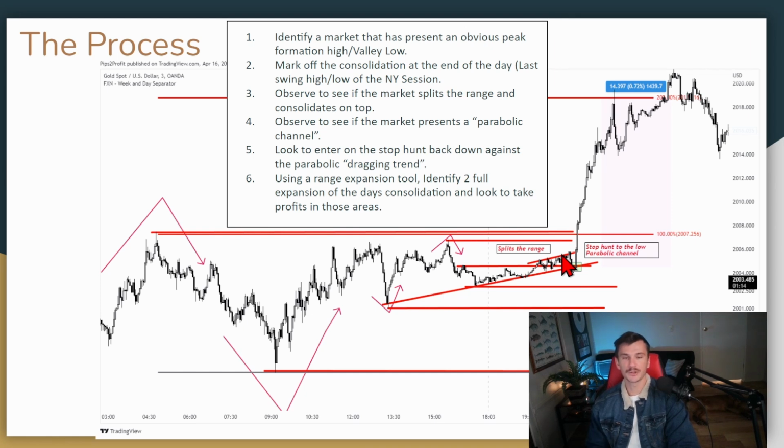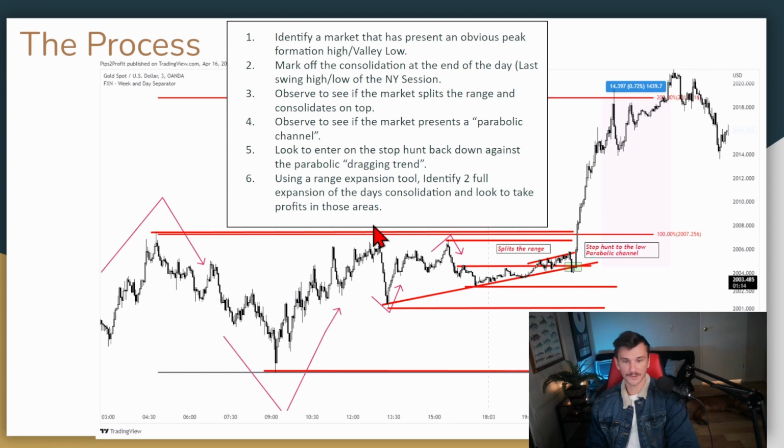But you just have to be patient and wait for the signs to present so that you can enter in at the appropriate time and not become a part of the liquidity pool. Using a range expansion tool, identify 2 full expansions of the day consolidation and look to take profits in those areas. Now, sometimes those will be very large and they're not practical. So you can take a range expansion tool from this high down to this low and identify some targets.